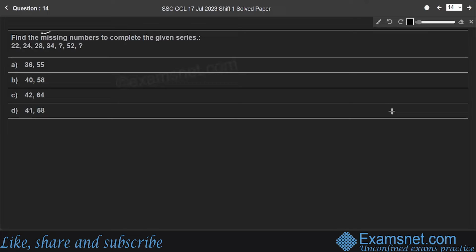Question 14. Find the missing numbers to complete the given series. Here are 2 numbers missing, right? So the last number and the 5th number. So let us write the given series in which first number is 22, second number is 24, third is 28, fourth one is 34. We need to find the 5th one, right?